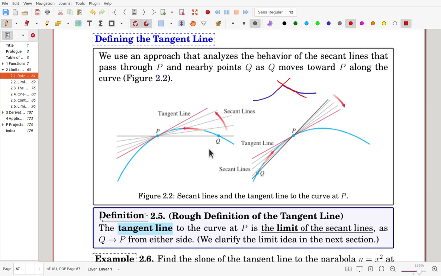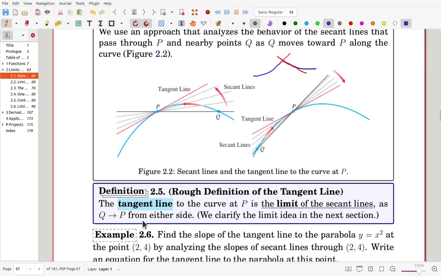In this case, we define the tangent line officially, though it's a sort of rough definition. The tangent line to the curve at P is the limit of the secant lines as the point converges to P, as h goes to 0, from either side. From both sides, the limit must be the same. Then we can say that is the tangent line.